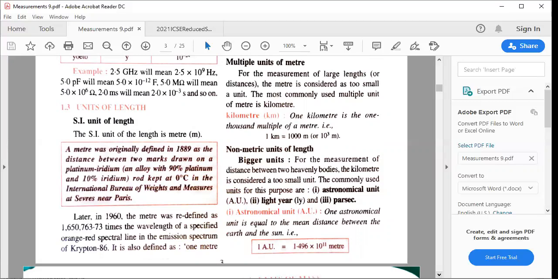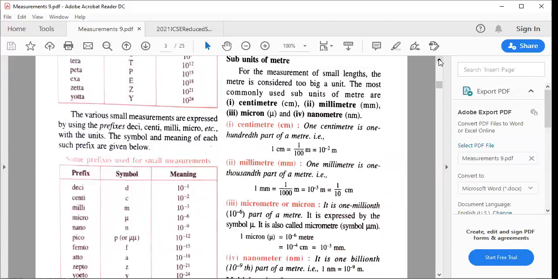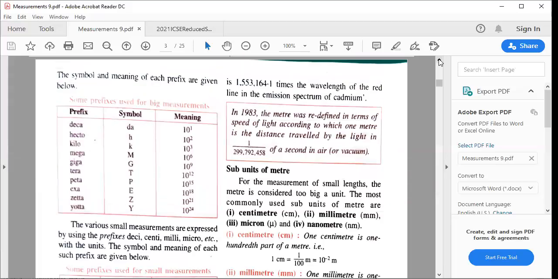Now, krypton 86 is a radioactive element, okay? So in that element, they were emitting radiation. So the wavelength of the orange or red spectral line of its emission, some 16 lakhs of that, was the meter defined, okay? So you don't have to remember that. So it is one, yeah, noble gas. Yes ma'am, krypton is a noble gas, no?